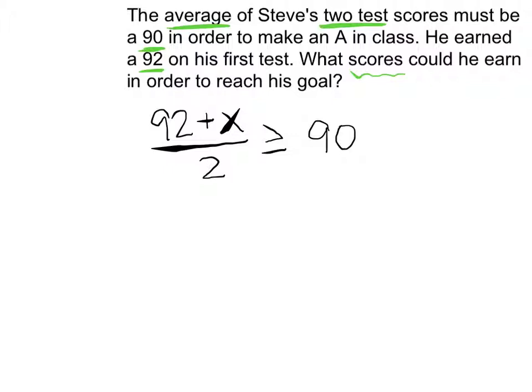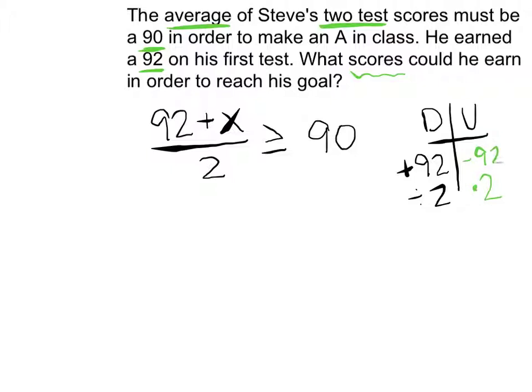This one's a little bit tricky, so I'm going to make a do and undo chart. If you don't need one, don't make one. 92 plus x. So the first thing that's done is adding 92. Divided by 2. So when we make our undo column, we are going to undo by multiplying by 2, undo by subtracting 92, because we do it in that order. I'm going to draw my line, and we're going to go ahead and do these steps.